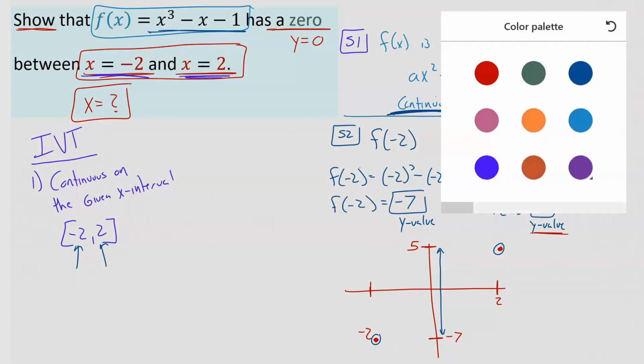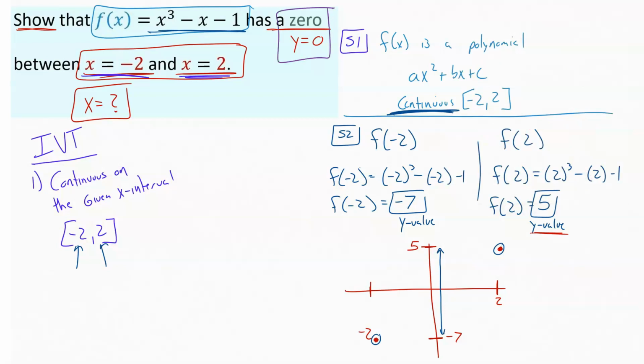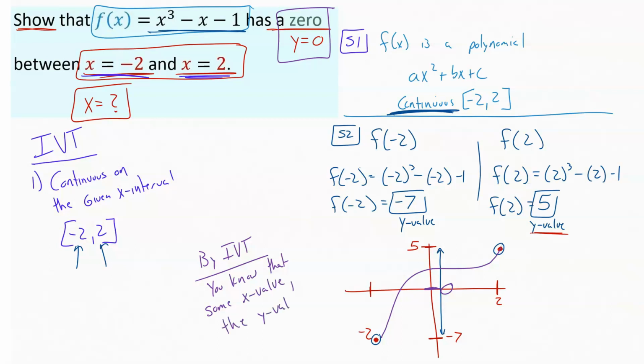Well, what value do we really care about here? We care about y equals 0. Well, guess what? y equals 0 is in between -7 and 5. So the only way to get from one side to the other, no matter how you draw that graph, is if you go through 0. So you can say now, by the intermediate value theorem, you know that at some x value, they don't care where, remember, they just care that it's at some x value, the y value, f of x, has to equal 0.